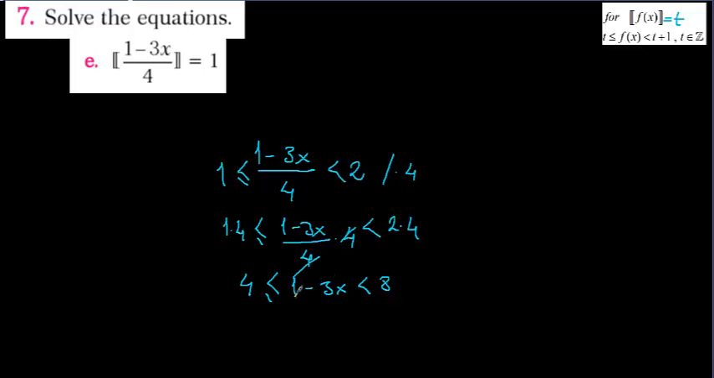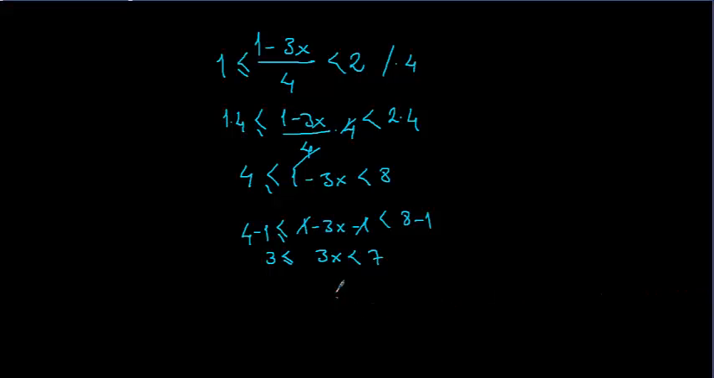Now we are going to subtract 1 because we have an extra 1 here. So 4 minus 1 is less or equal to 1 minus 3x minus 1, less than 8 minus 1. We subtract 1, this minus 1 and plus 1 simplify each other. 3 is less or equal to minus 3x less than 7.